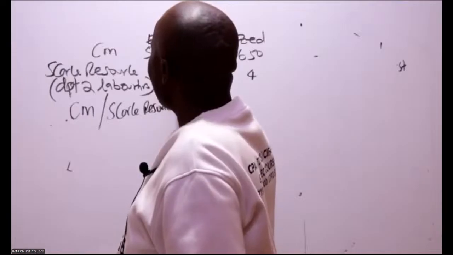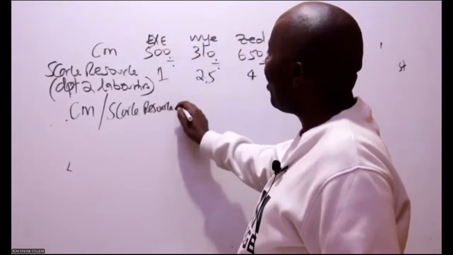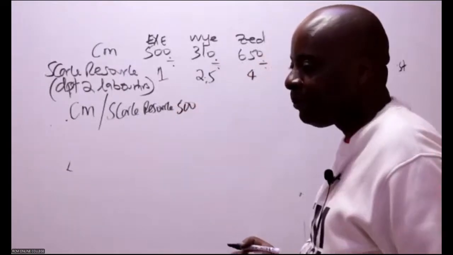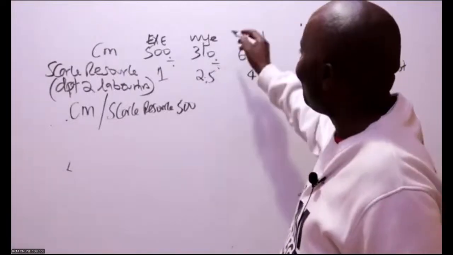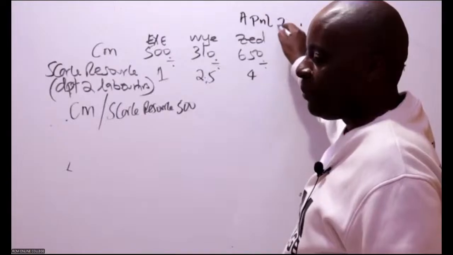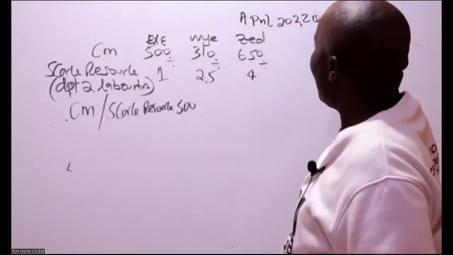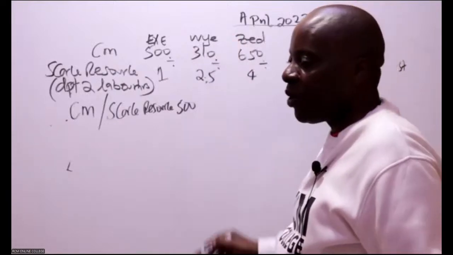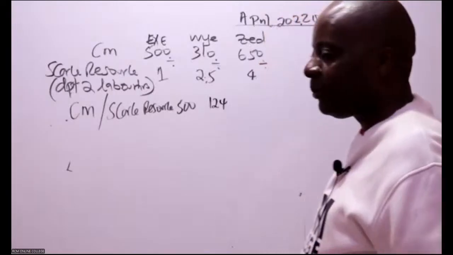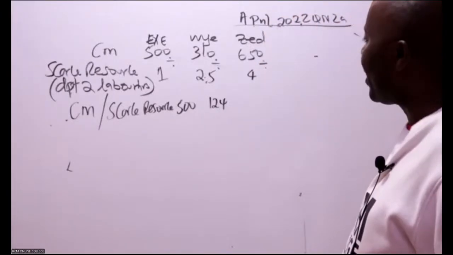You divide them. So 500 divided by 1, yeah, 500. 310 divided by 2.5. I should not be rubbing here. You're right. I should be writing always the question. So April 2022, question 2A. So you divide, this one here, Y, gives us 124. And then Z lastly, 162.5.